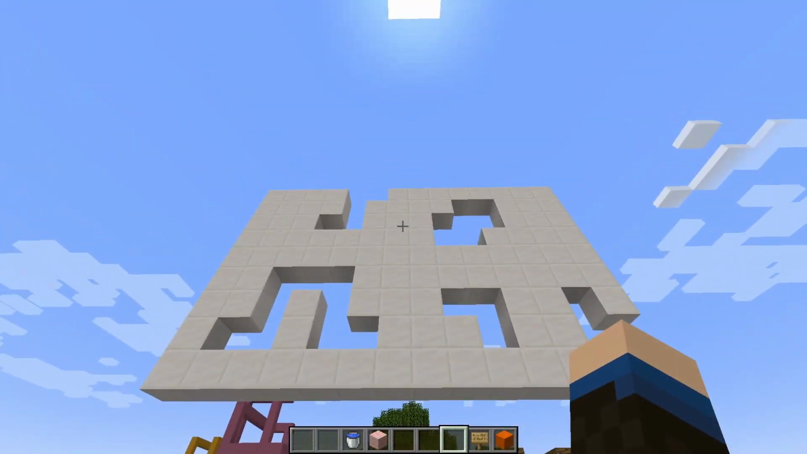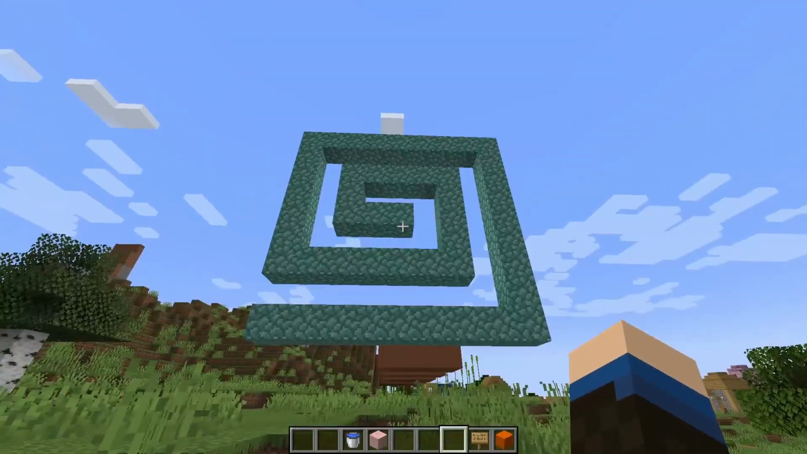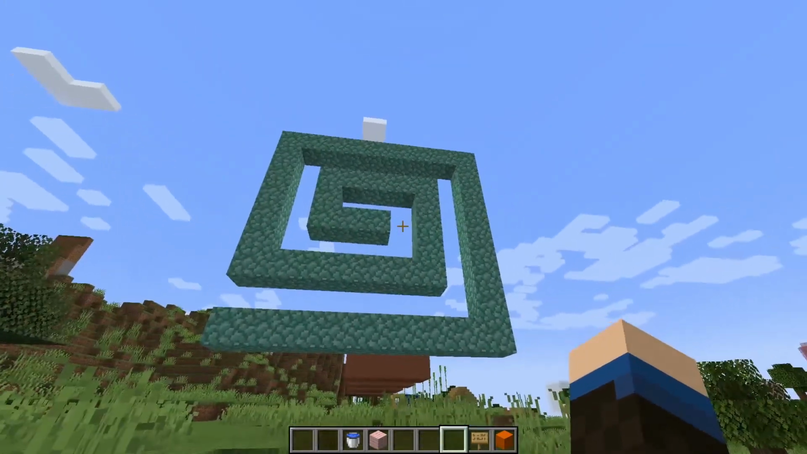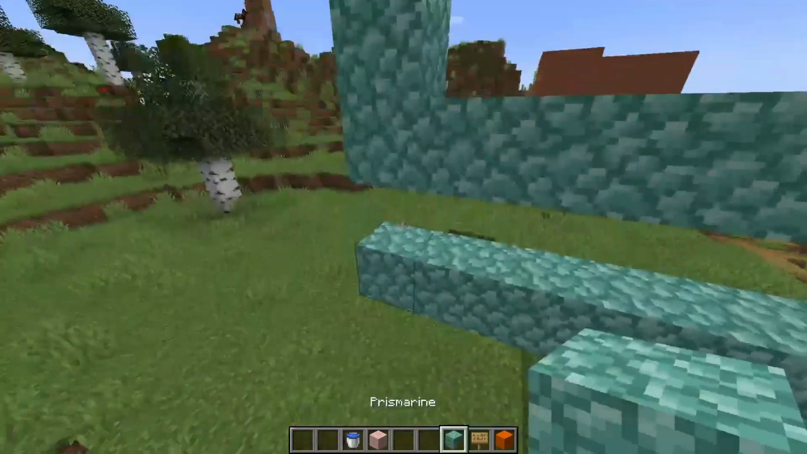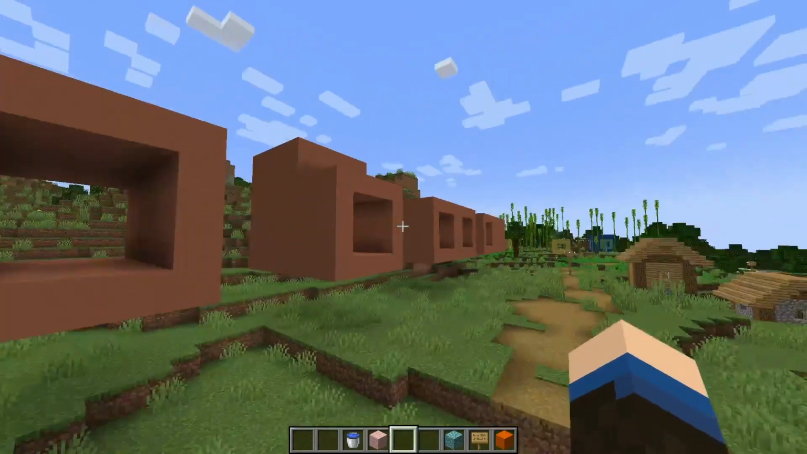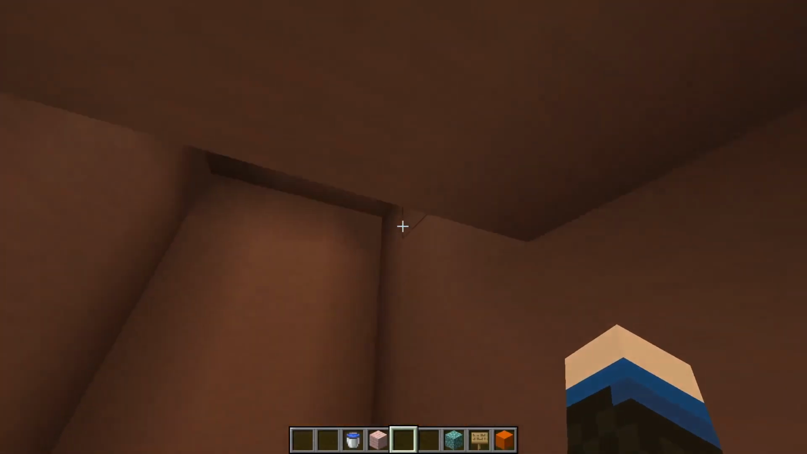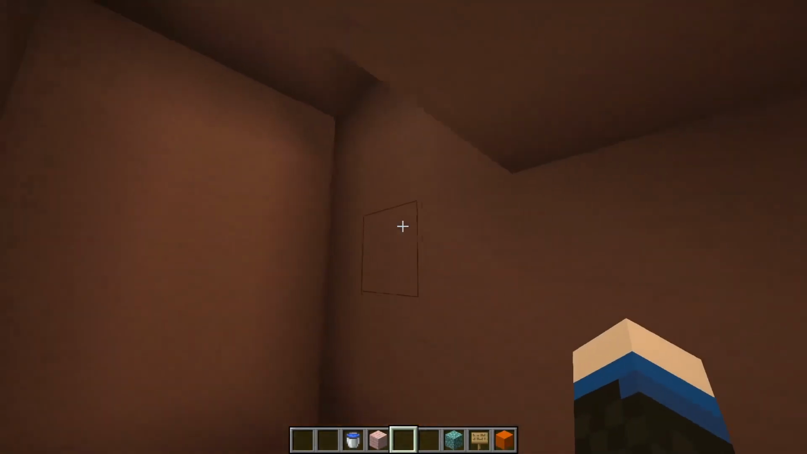If you want to be able to count them, remember that for a through hole you always have to be able to draw a circle around it. For example, this spiral doesn't have a through hole in it, but if we put a block here, then now it does. You can have through holes in 3D objects as well, like this, or even ones that curve, like this. Oh, no, that's not a through hole.